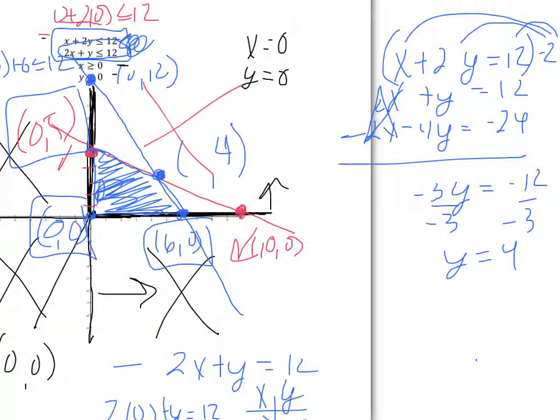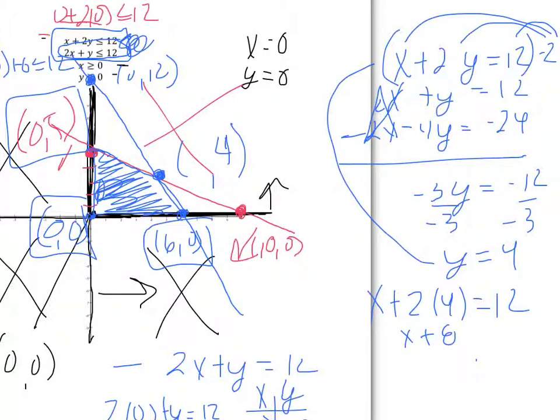Okay. To find the x, we can plug this back in. So I'll plug into the top one. X plus 2 times 4 equals 12. So x plus 8 equals 12. Subtract 8. We get x equals 4. So that point right there is 4, 4. So our vertices are anywhere these lines intersect that are touching our solution region. So right here we have this is 4, 4. This is 6, 0. This right here is the origin 0, 0. And this is 0, 5.